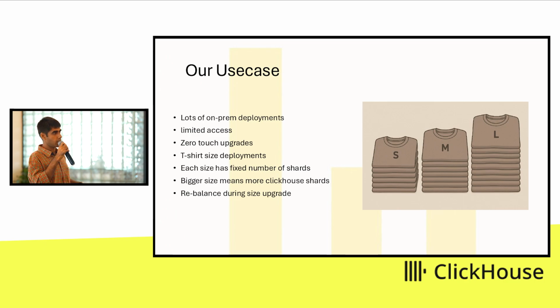Before we take a deep dive into our solution, let's look at our use case. What does our deployment look like? Like Shiv mentioned earlier, our deployments are on-prem, which means we have limited access to our clusters. Plus, when we do an upgrade, it has to be zero touch, meaning minimal to no involvement. We call these deployment styles t-shirt size deployments, which means that for a fixed size, you have a fixed number of shards. What I mean by that is, let's say you have a small size deployment, you would have a one shard, one replica setup.